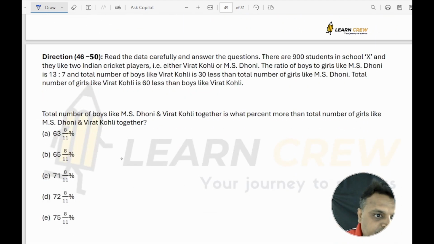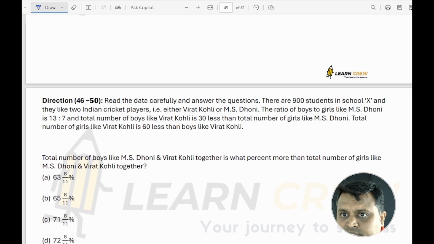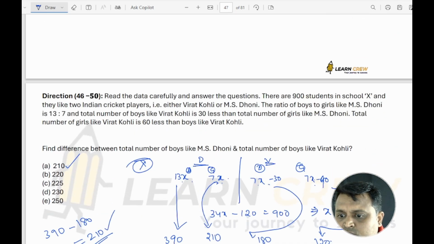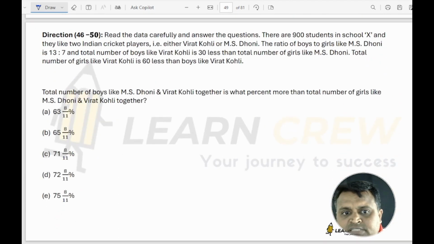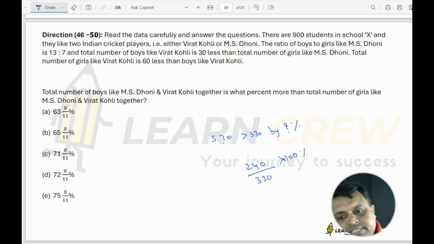Now next. The total number of boys who like MS Dhoni and Virat Kohli together is what percentage more than the total number of girls who like MS Dhoni and Virat Kohli together? So for boys, 390 plus 180 is 570, and for girls, 210 plus 120 is 330. So 570 is greater than 330 by how much percent? Difference, 240, by base value, into 100.